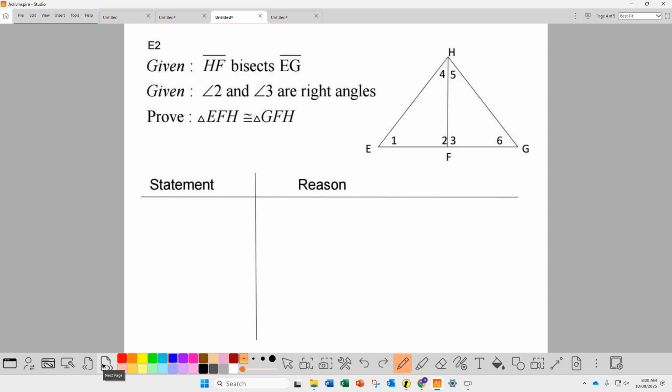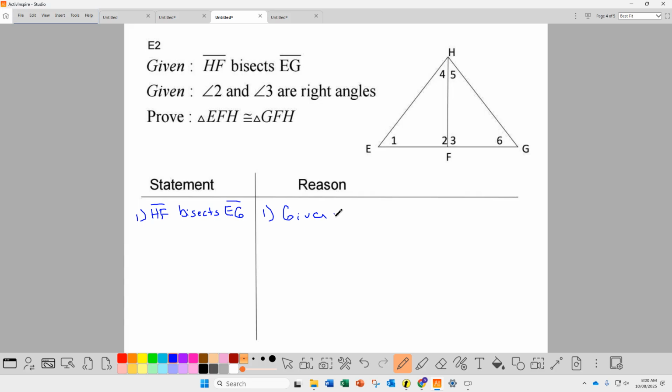Again, guys, start with the given information. Number one is that HF bisects EG. That means, bisects means it cuts it in half. So that's given to you. Take a minute, write that down.